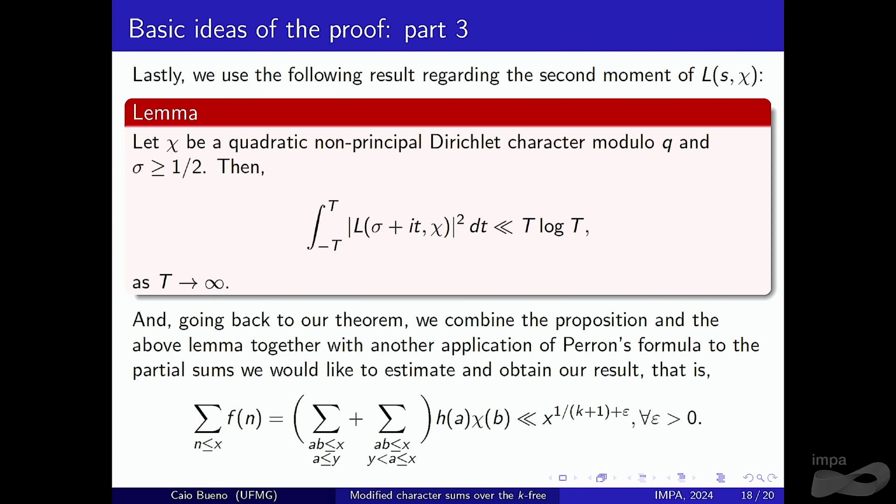So we combine the last proposition and this lemma to prove that this partial sum is in fact x to the power 1 over k plus 1 plus epsilon.